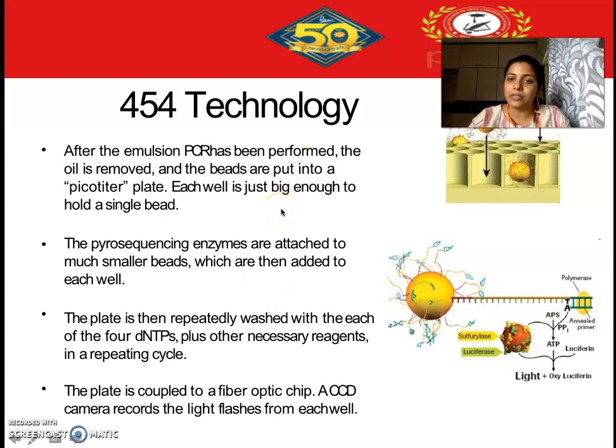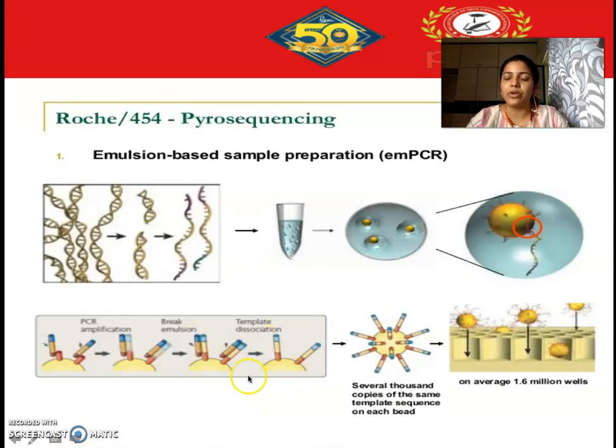After the emulsion PCR has been performed, the oil is removed and the beads are put into this picotiter plate. Each well, as I've already told you, is just enough to hold a single bead. The pyrosequencing enzymes are then added to these single beads in the wells, and the plate is repeatedly washed with each of the four dNTPs plus other necessary reagents in a repetitive cycle that is adjusted by the software. The plate is then coupled to a fiber optic chip. A CCD camera records all the light flashing from each well whenever a particular dNTP is added. That is how a pyrogram is recorded.